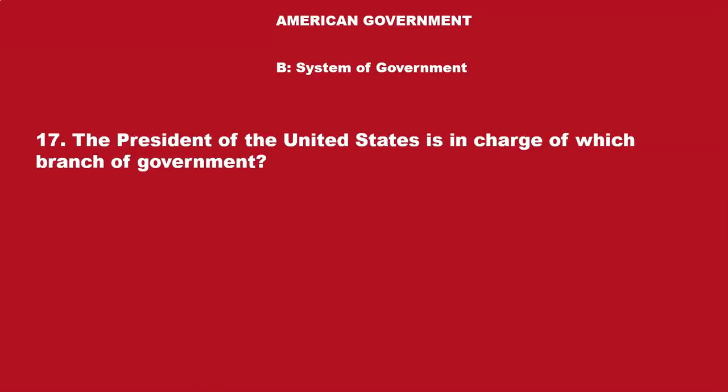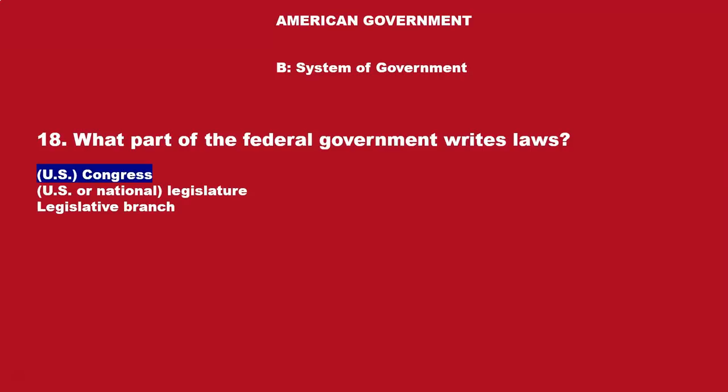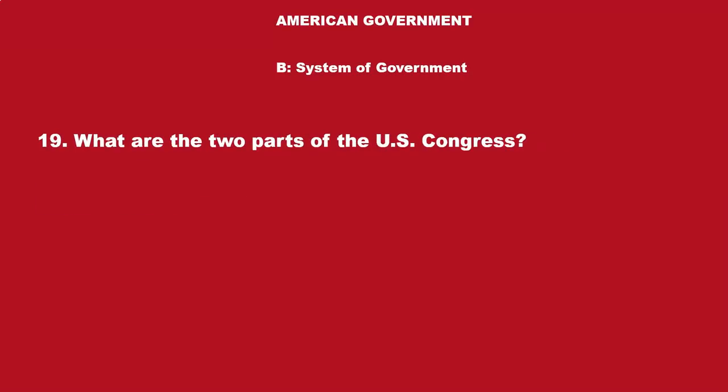The President of the United States is in charge of which branch of government? Executive branch. What part of the federal government writes laws? U.S. Congress. What are the two parts of the U.S. Congress? Senate and House of Representatives.